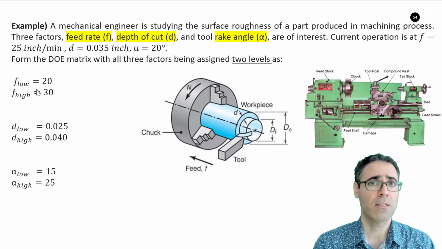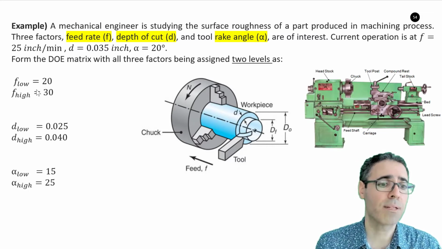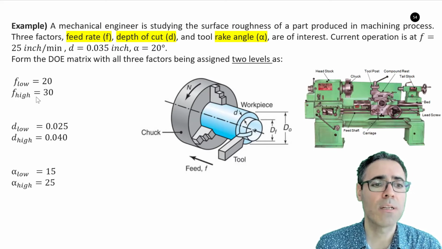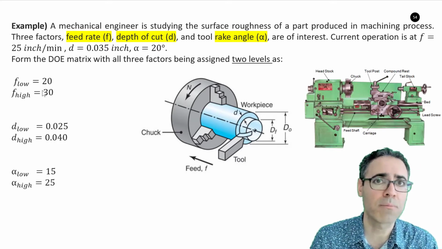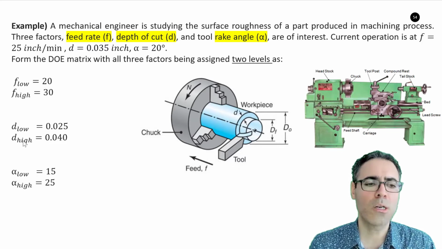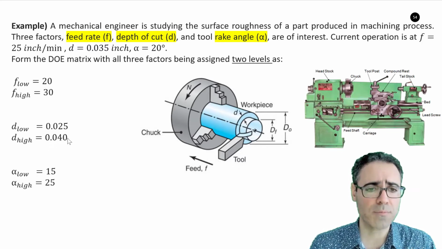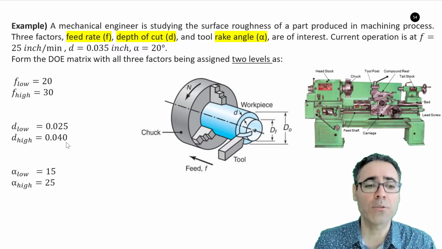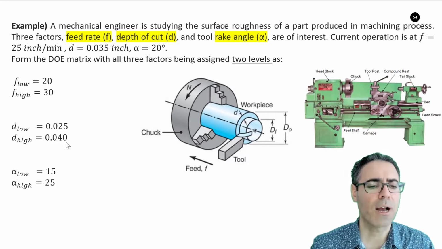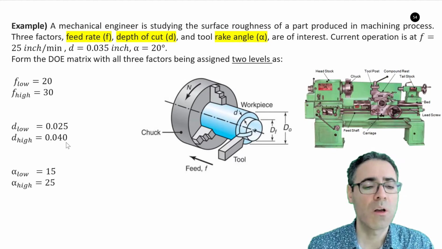Okay, and this step doesn't have to be equal. For example, my low level could be 20, my high level could go to maybe 32. But for simplicity, for now, we'll keep them the same. And the same for D low and D high, the depth of cut. So you will see currently we are at 35 thousandths of an inch, and we decided for low to be 25 thousandths of an inch, and high to be 40 thousandths of an inch. And again, you notice here that the minus and plus levels are not the same, so that's okay.